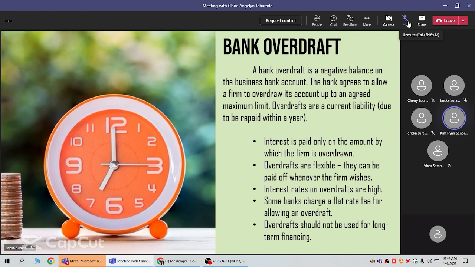Overdrafts are flexible. They can be paid off whenever the firm wishes. So interest rates on overdrafts are high. Some banks charge a flat rate fee for allowing an overdraft. Overdrafts should not be used for long term finance. Next slide.